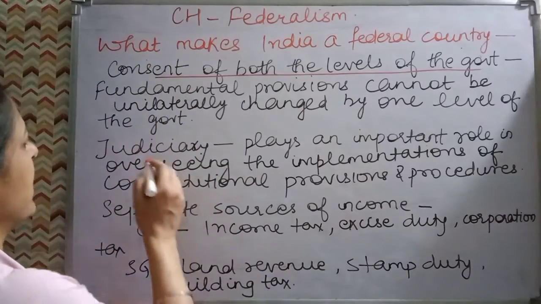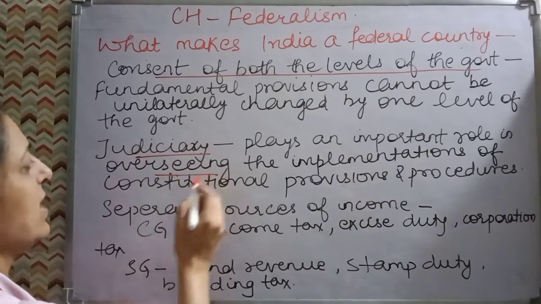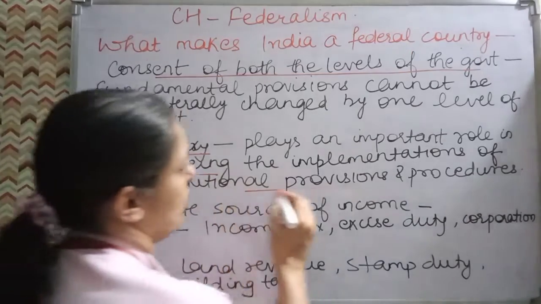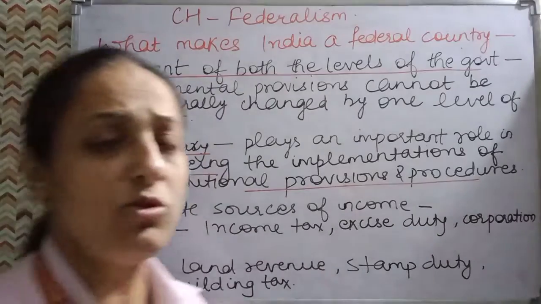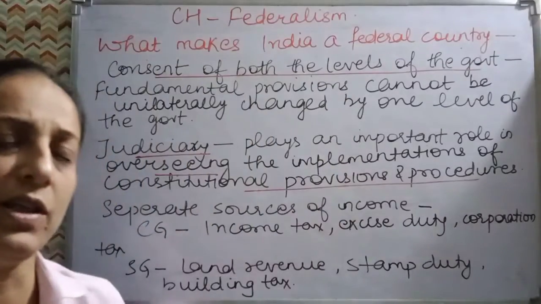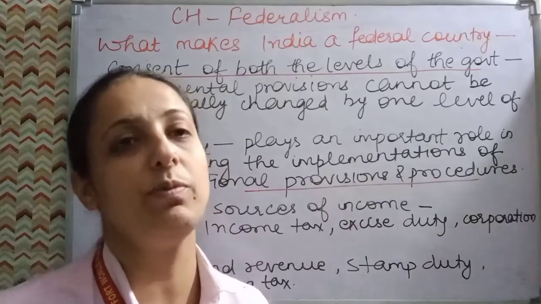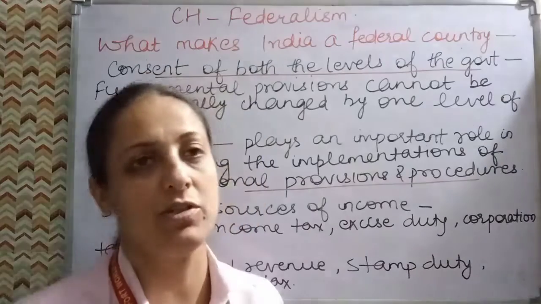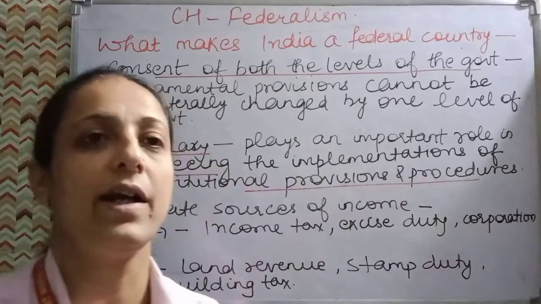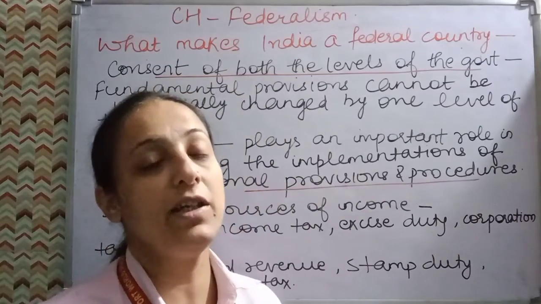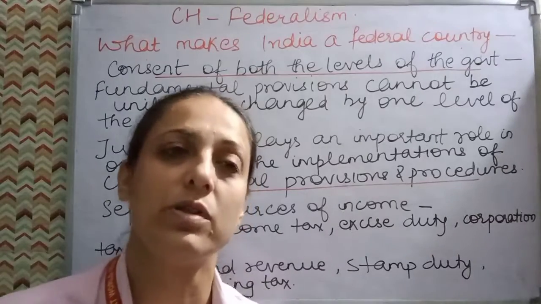Then after that, if we see the judiciary, they also play a very important role in overseeing the implementation of the constitutional provisions and procedures. So they see that constitutional provisions are properly being followed or not. If any law is made by the parliament, that law should be in accordance with the constitutional provision. If it is not in accordance with the constitutional provision, then the judiciary can declare that law as null and void.